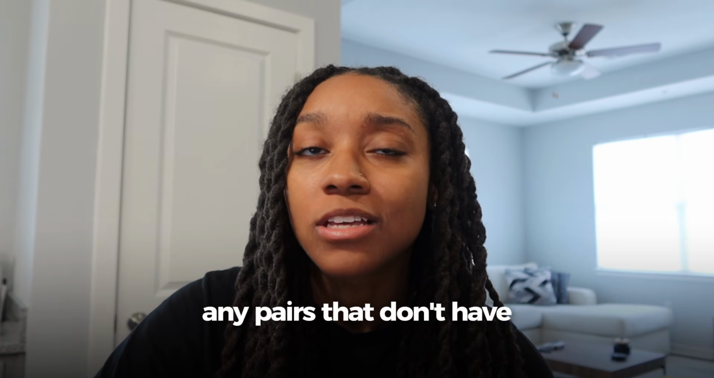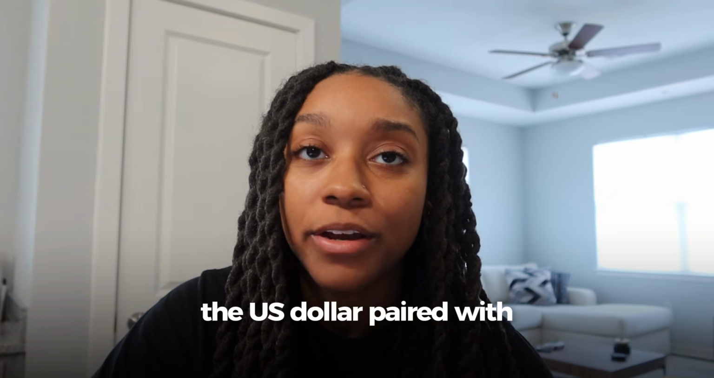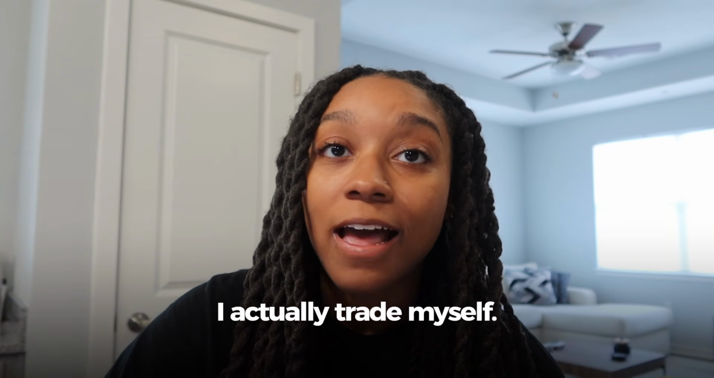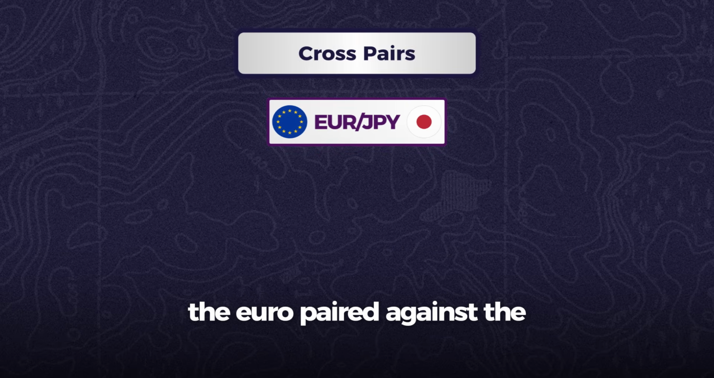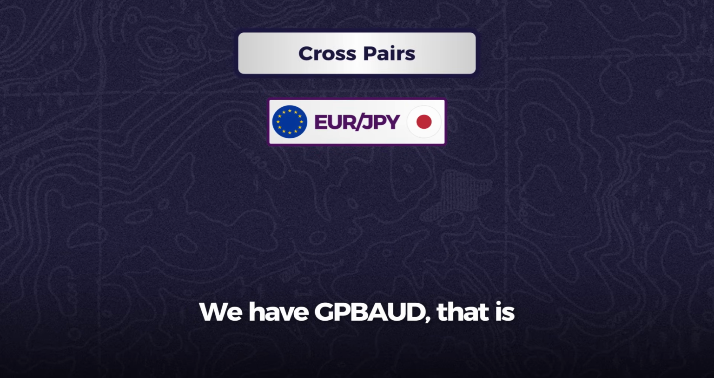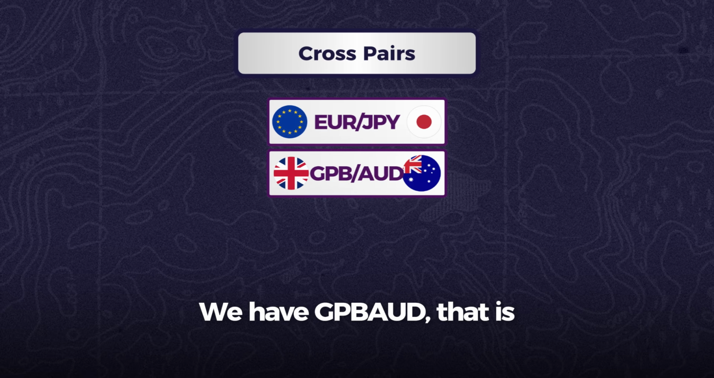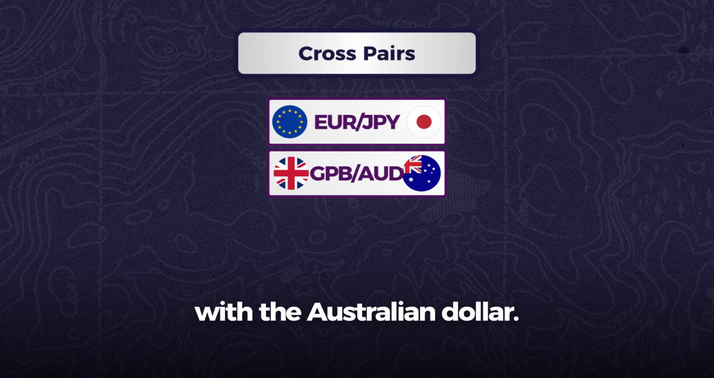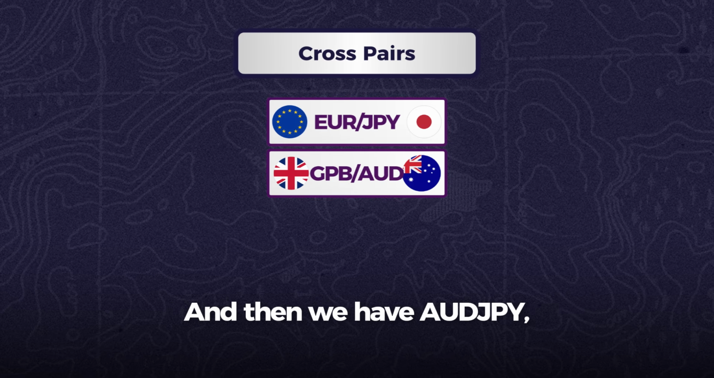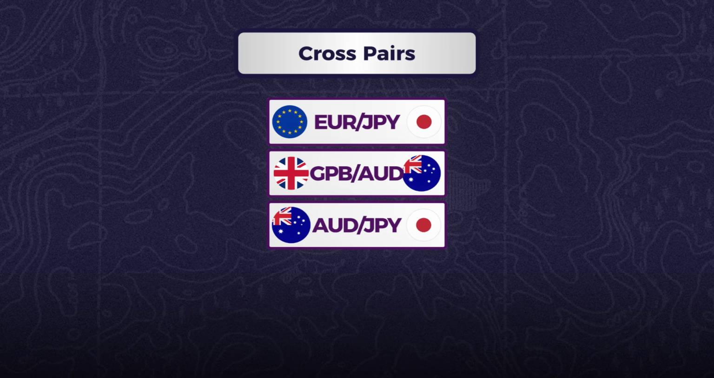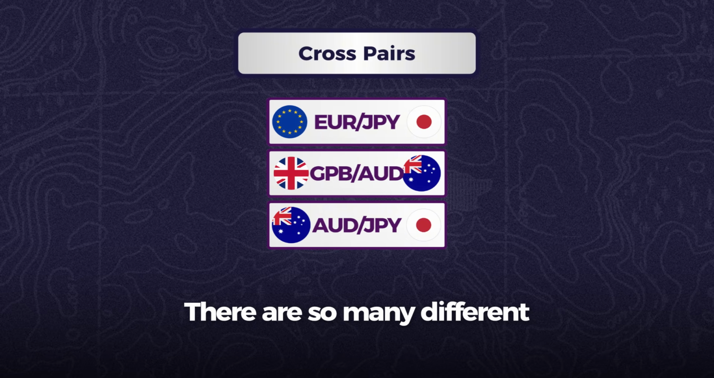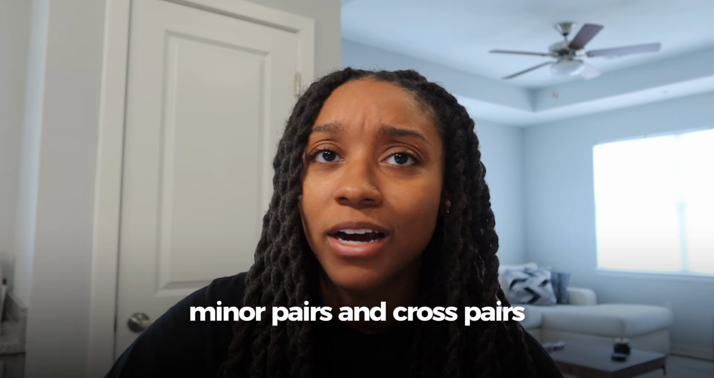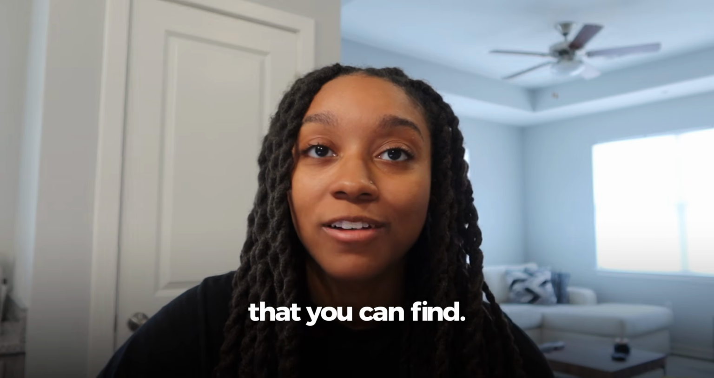These are any pairs that don't have the US dollar paired with them. A few examples that I actually trade myself: we have EUR/JPY, the euro paired against the Japanese yen. We have GBP/AUD, the Great British Pound paired with the Australian dollar. And then we have AUD/JPY, the Australian dollar paired with the JPY. Those are just my personal favorites. There are so many different minor pairs and cross pairs that you can find.